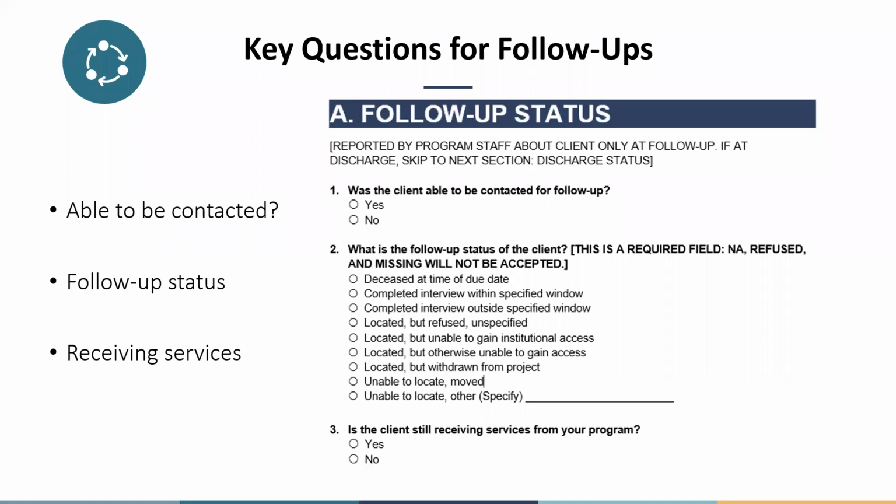Some more key questions. You'll indicate if you were able to contact the client with a yes or no. And then you'll click the follow-up status of the client and if the client is still receiving services from your program. After these questions, you'll be directed to section B, which is substance use and mental health history. If this is an interview, or if this is an administrative follow-up where you can't interview the client, the survey will be complete. And this is a screenshot of just some of these questions you'll see right there in that part.